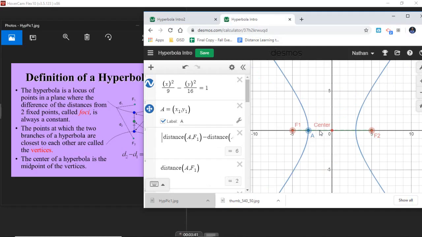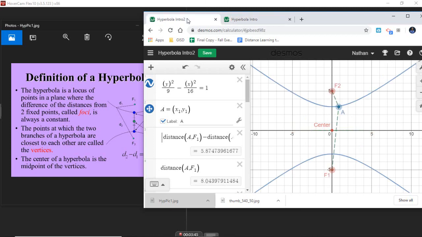It's going to be smack dab in the middle between your vertices. So the center's here on the horizontal one, and then the center could be here for the vertical one. Okay, so that takes care of that.